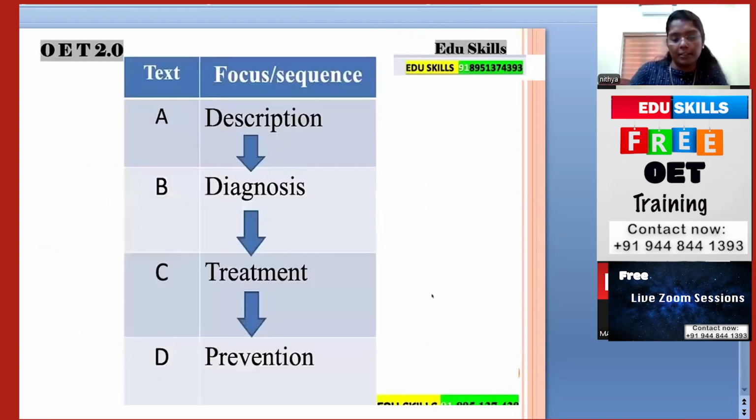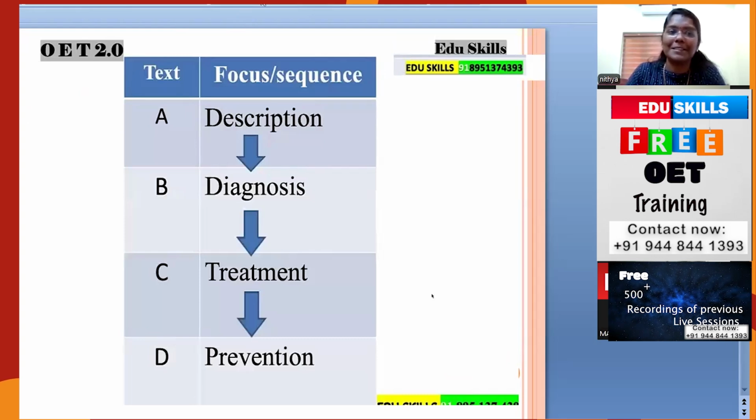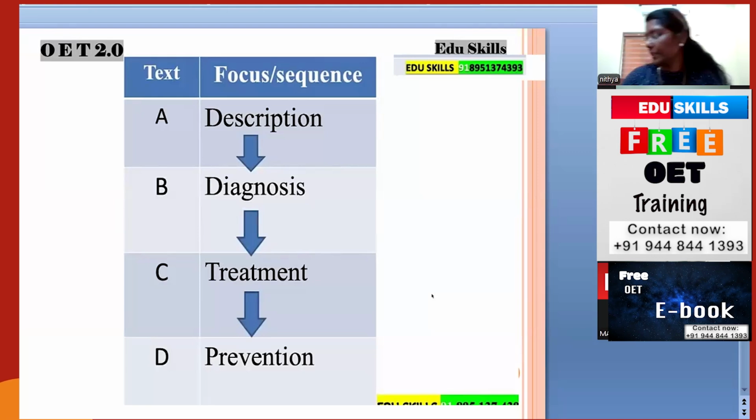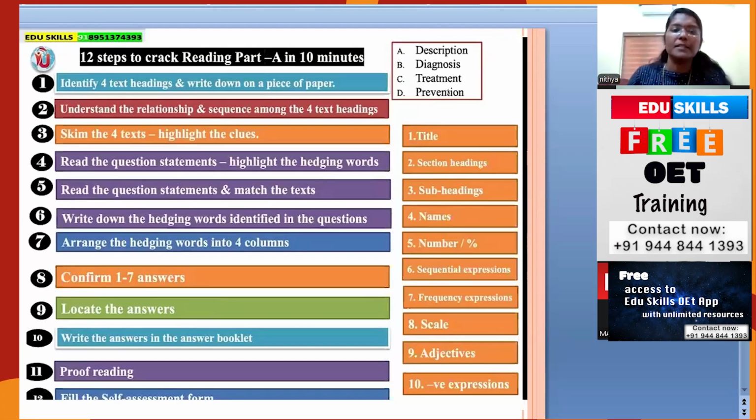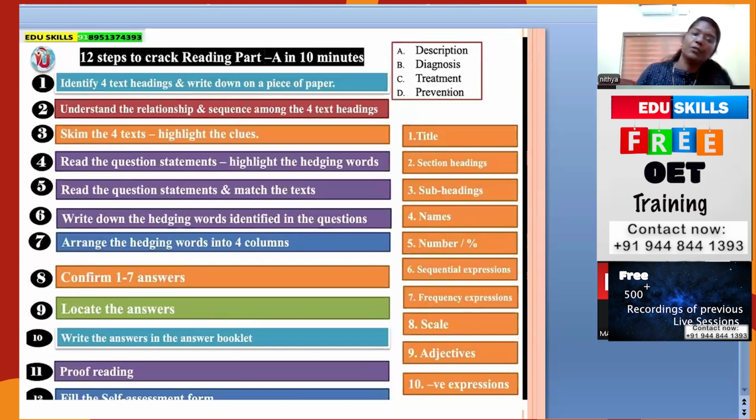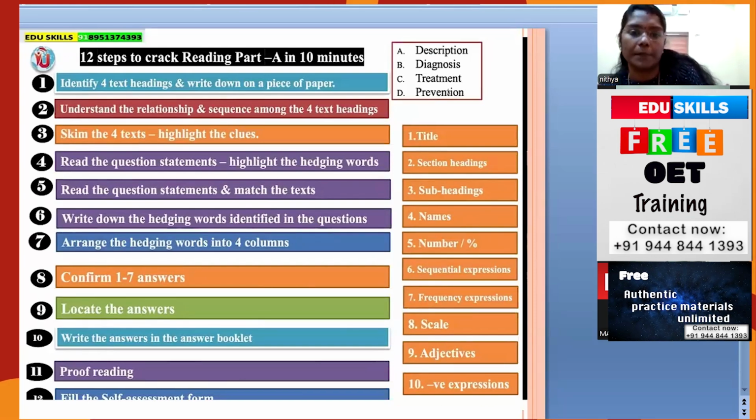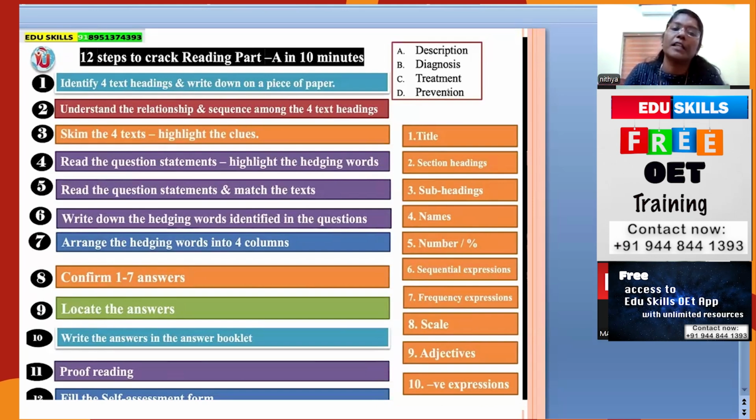Then what you have to do, this is the practical session. So I will give 2 minutes. During that time, you have to skim, identify the headings and understand the relationship between the headings. Okay, I will give only 2 minutes for the skimming. That means the 12 steps you have already written in your notebook. What are the steps we have to follow during the time of skimming? Identify the four text headings and write them down on a piece of paper just beside your question booklet only. Then understand the relationship and the sequence among the four text headings.